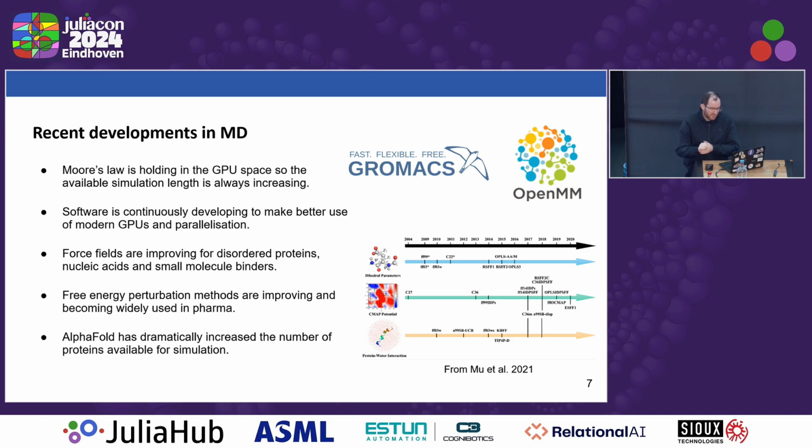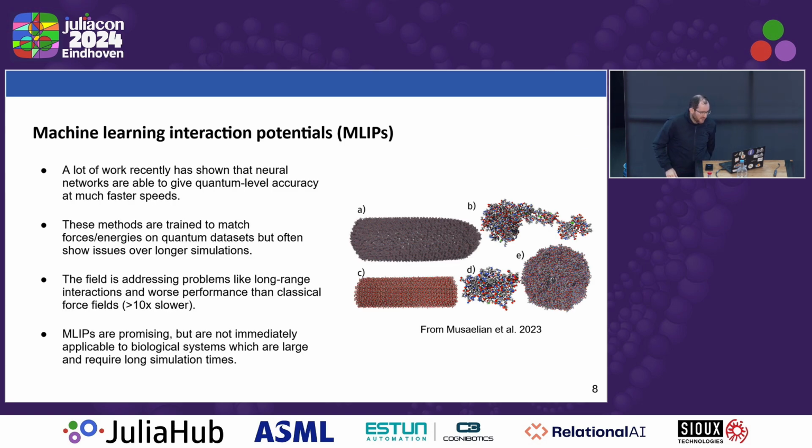And AlphaFold, which some of you may have heard of, has dramatically increased the number of proteins which are available for simulation, which is really useful as well. Probably the biggest development of the last few years has been machine learning potentials. A lot of work has shown that neural networks are able to give quantum level accuracy, but at much faster speeds, 3-4 orders of magnitude faster.